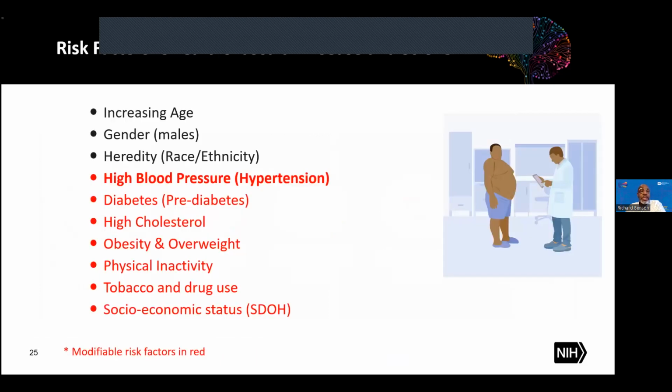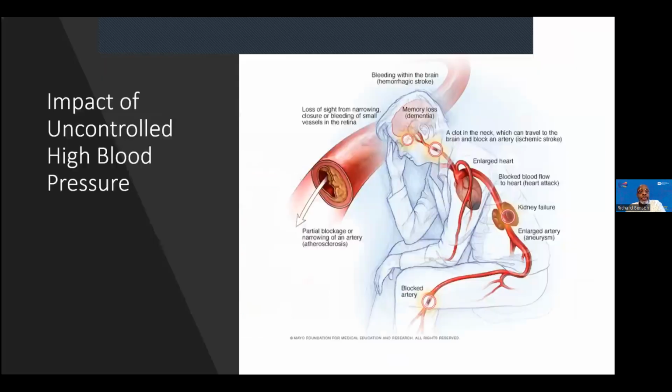And then we talk about risk factors, non-modifiable and modifiable risk factors, and high blood pressure being the number one modifiable risk factor, and how it differentially impacts certain groups. And then the impact of uncontrolled hypertension on the various organs in the body, including the brain.